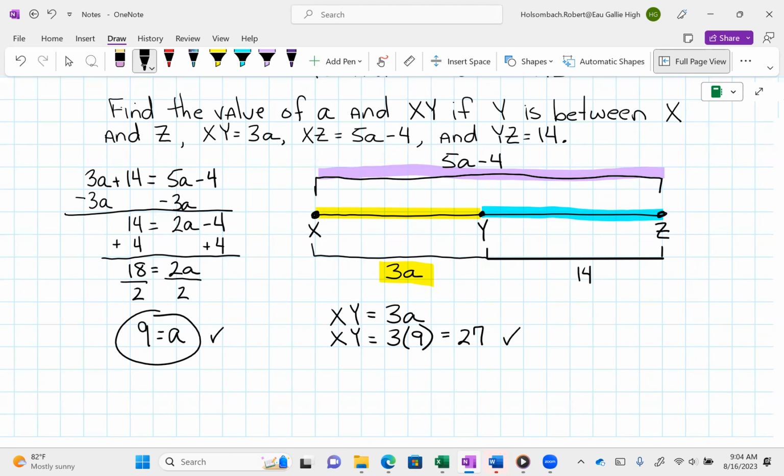Any questions on any of those steps? Yes, ma'am. We take the smaller piece plus the other smaller piece, and we make it equal to the entire piece. That's our equation. Small piece plus small piece equals entire piece. Solve for the variable and then substitute.